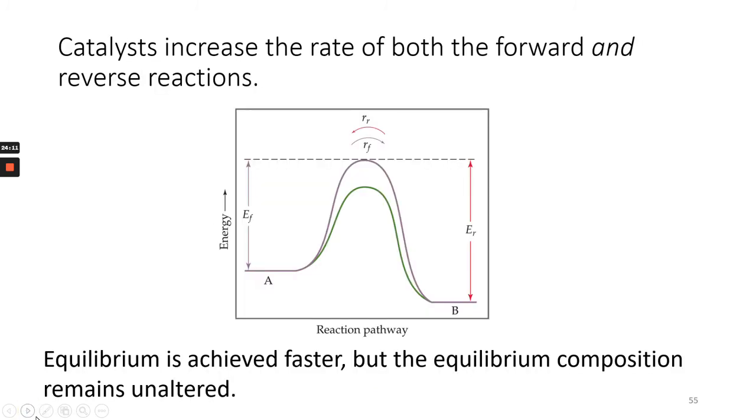So here is another representation of it. What happens is a catalyst will increase the rate of both the forward and the reverse reaction, so equilibrium is achieved faster. But the composition of your equilibrium is unaltered. It'll stay the same.